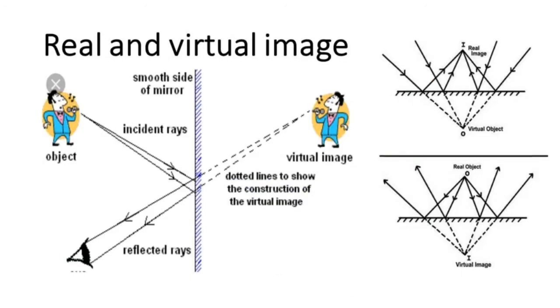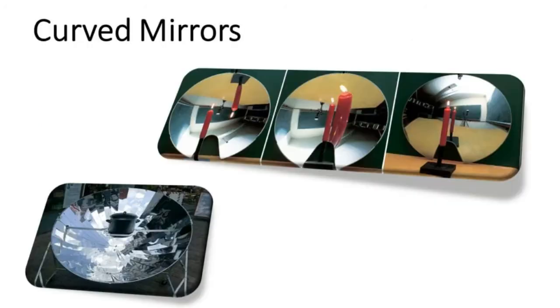What is a real and virtual image? If the light rays coming from an object actually meet after reflection, the image formed will be a real image, and it is always inverted. A real image can be produced on a screen. When the light rays coming from an object do not actually meet but appear to meet when produced backwards, the image will be a virtual image. The virtual image is always erect and cannot be caught on the screen.